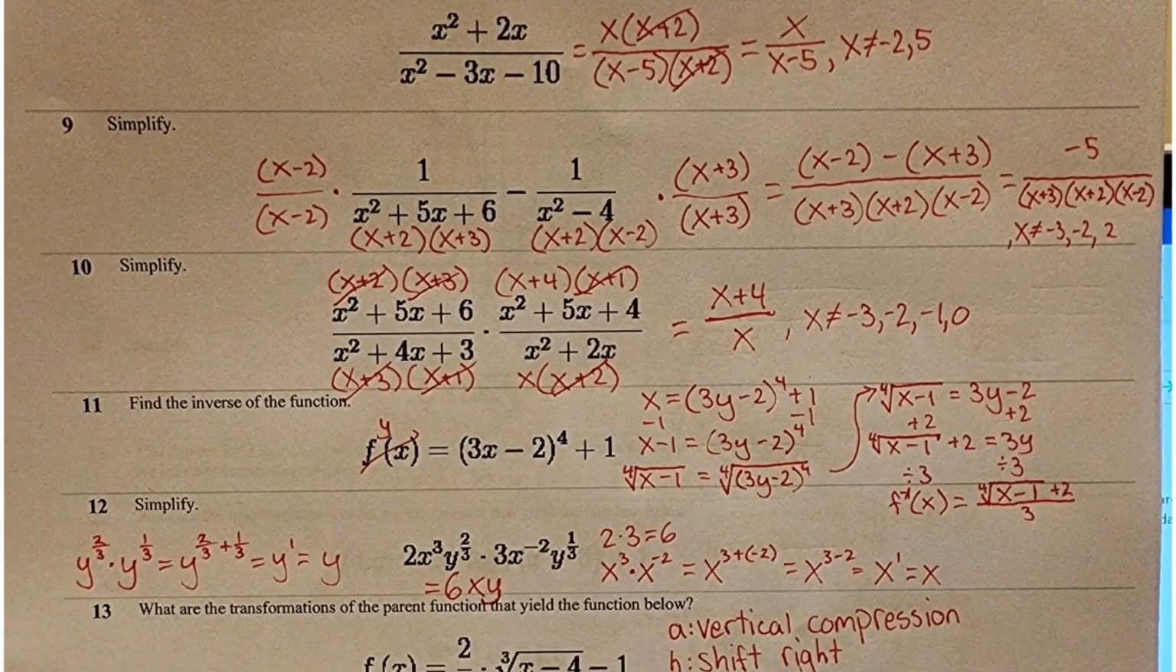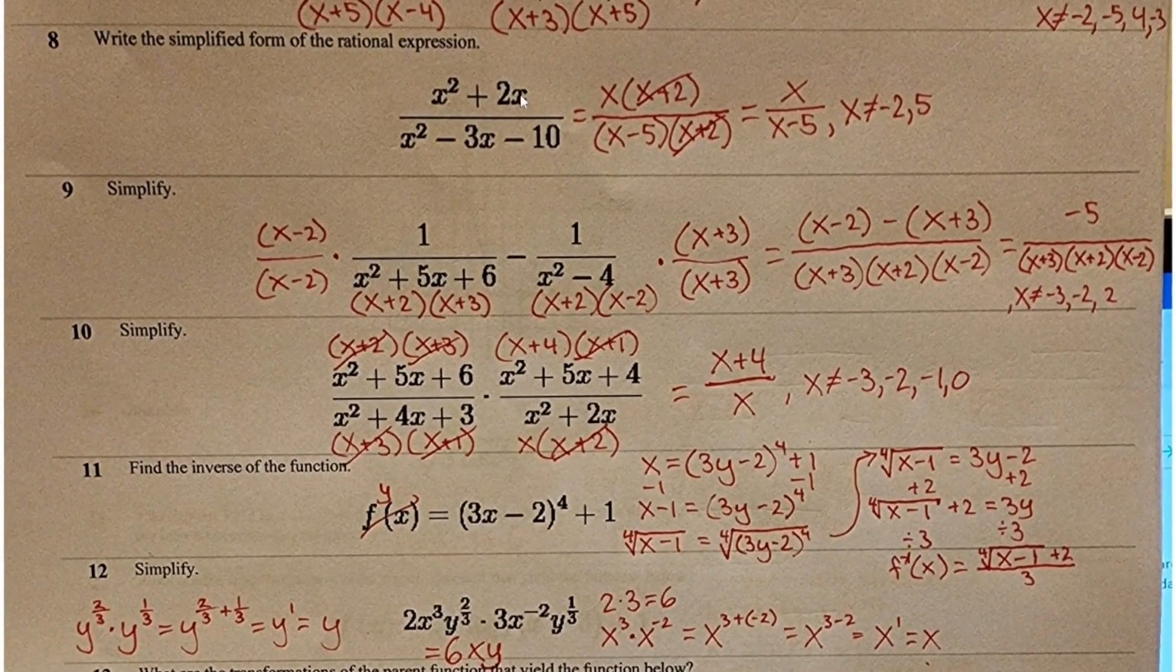Number 8, simplify this thing. Yeah, sure, no big deal. Once again, I'm factoring. This here we have a common factor. Don't forget that that's still a thing that you can do. You are expected to know how to factor in multiple different ways. And I see x plus 2 on both the numerator and the denominator. Cross it out. My excluded values are -2 and 5.